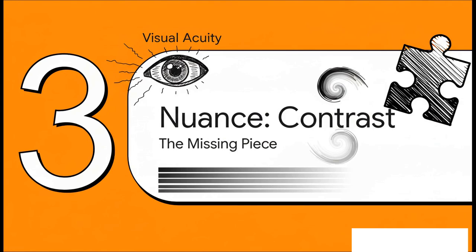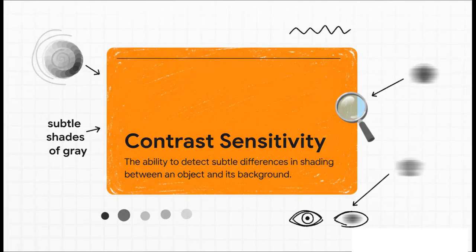Okay, so we've got a better test for clarity. Awesome. But what if clarity isn't the real problem? This is where we get to that big missing piece I was talking about, a concept called contrast sensitivity. So what is it? Well, it's not about how clearly you see something. It's about how well you can see it against its background. It's your ability to pick up on subtle differences in shading.